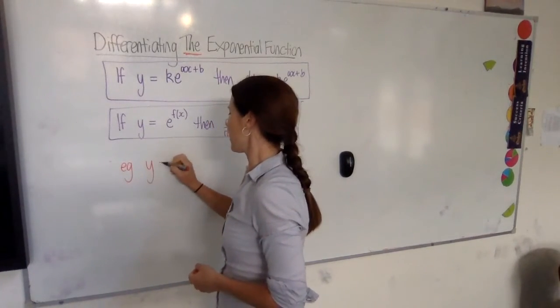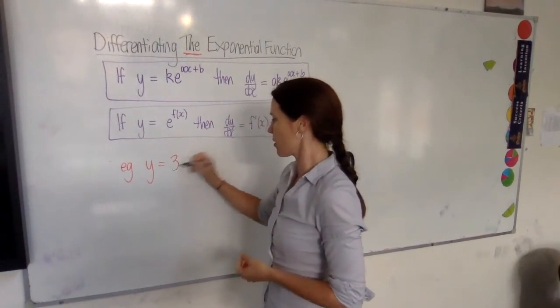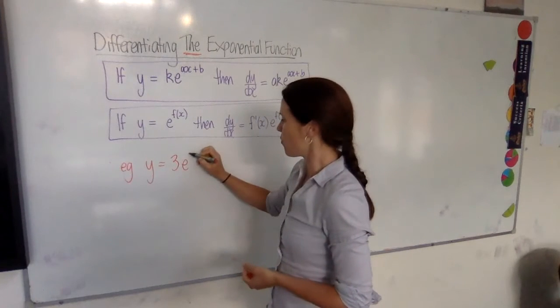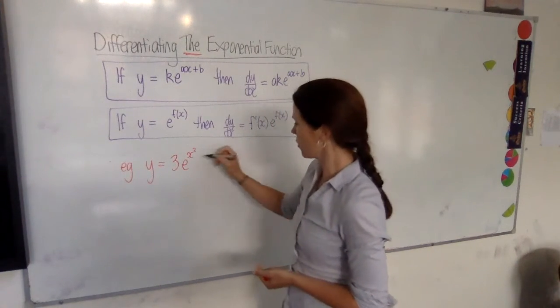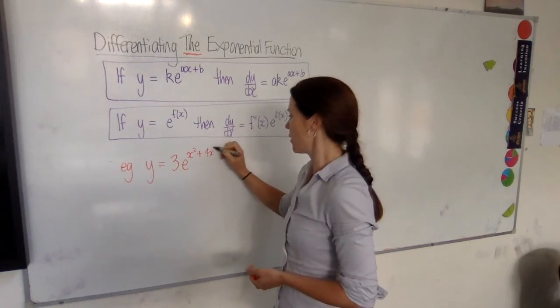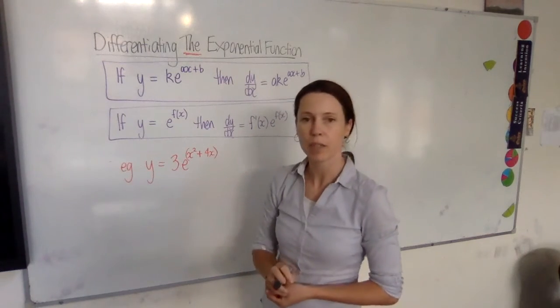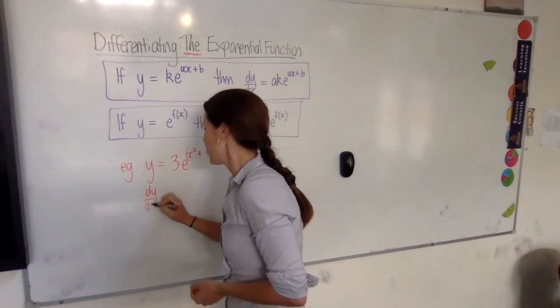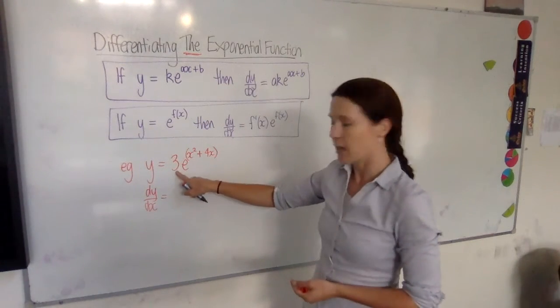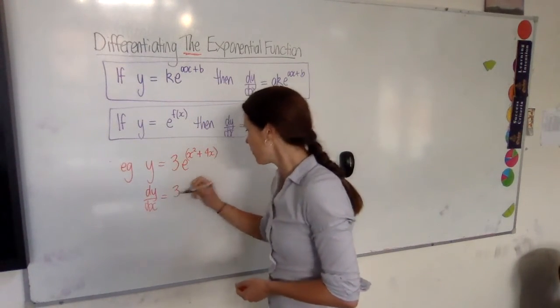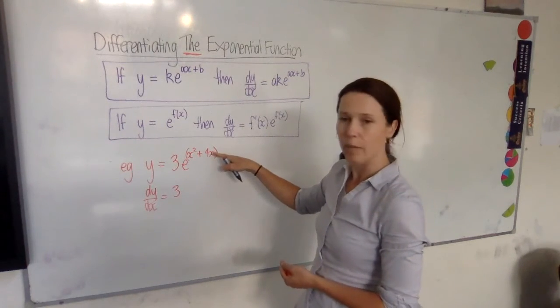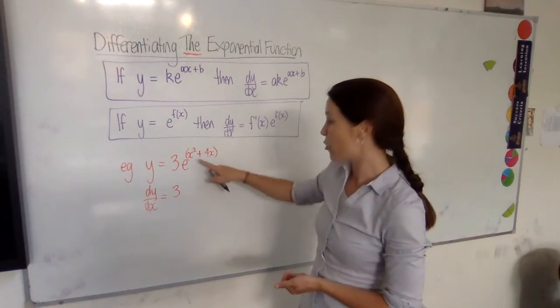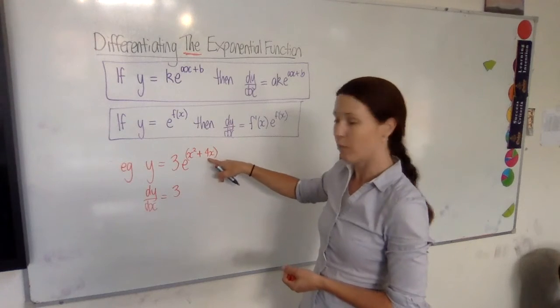If we have y equals, let's give it a constant this time, and let's give a more complicated function up here, x squared plus 4x, we can now differentiate that quite easily. We can say dy dx is equal to, now we need to keep the 3, so let's write that down again. We need to differentiate what's in the brackets, which in your head you should be able to see will give us 2x plus 4.